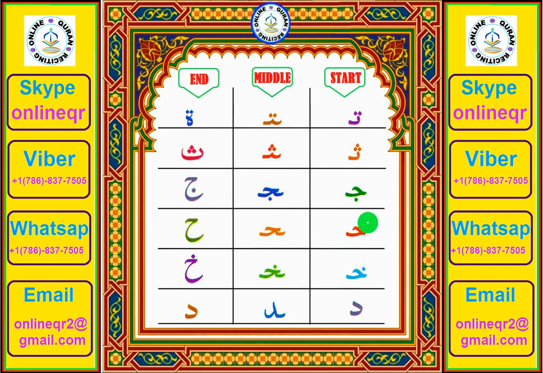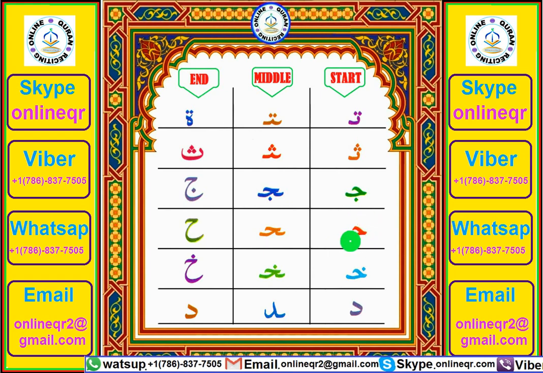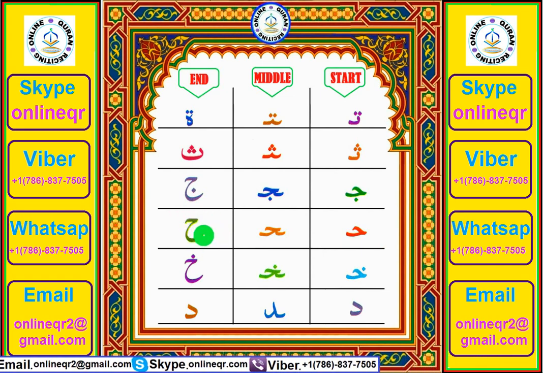This is Ha. When it is used in a sentence, this is the shape of start. In the middle, like this, and in the last, the shape of Ha, like this.